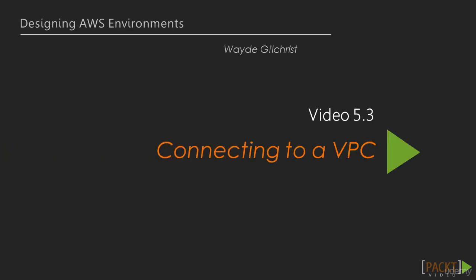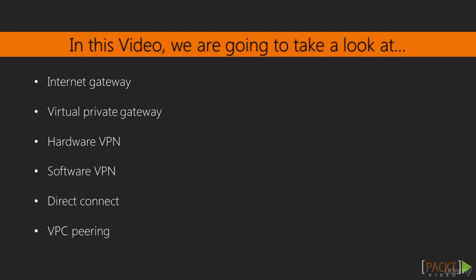In the previous video, we demonstrated methods for creating a VPC. In this video, we're going to discuss what you need to do to securely connect to your VPC. We're going to look at the two types of gateways, the Internet Gateway and the Virtual Private Gateway.